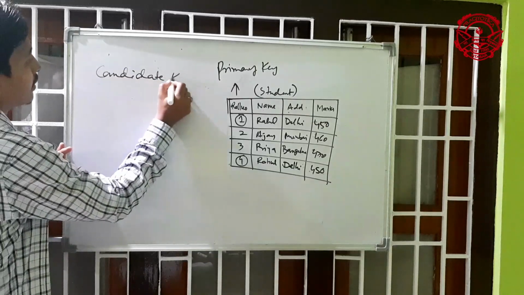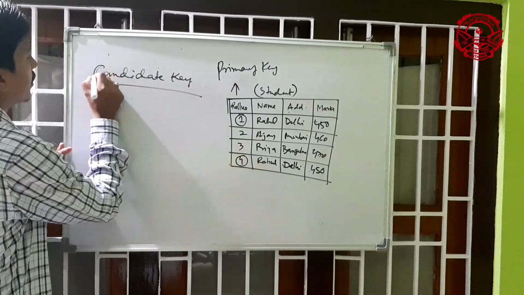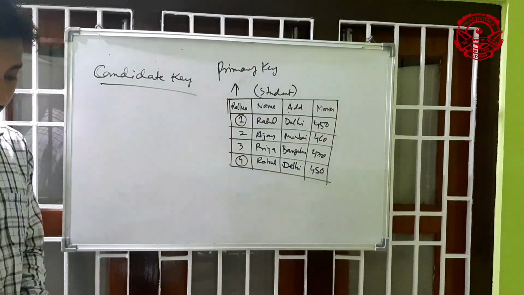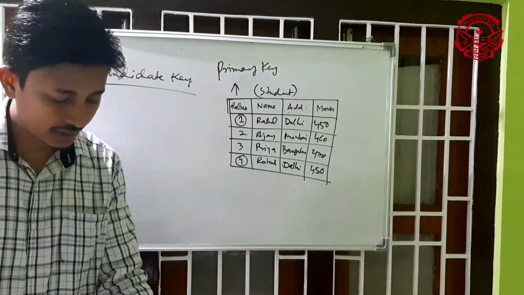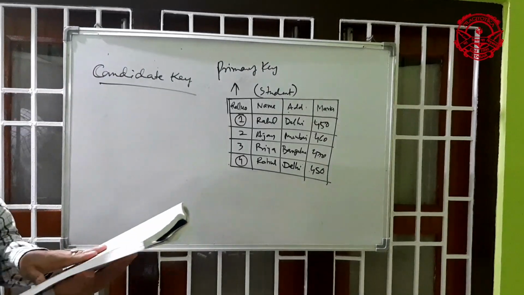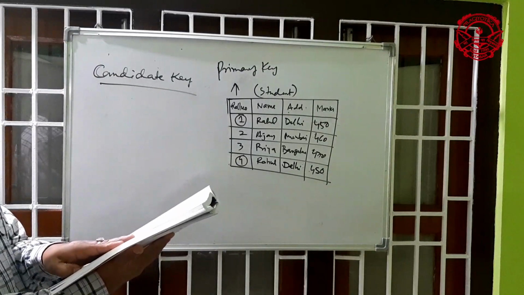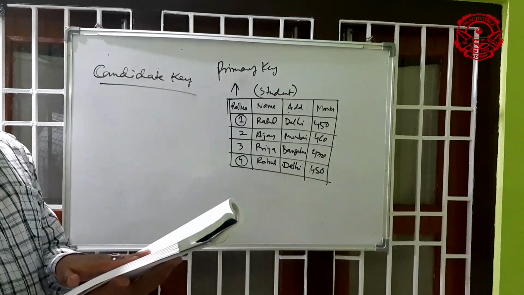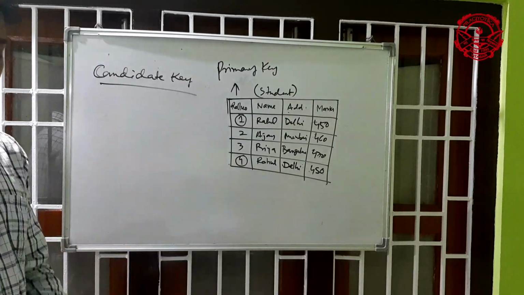Candidate key. Candidate key means what? Here you can see in the book. A candidate key means what? A field or a group of fields that can be used as a primary key of the table is called a candidate key. Means what?